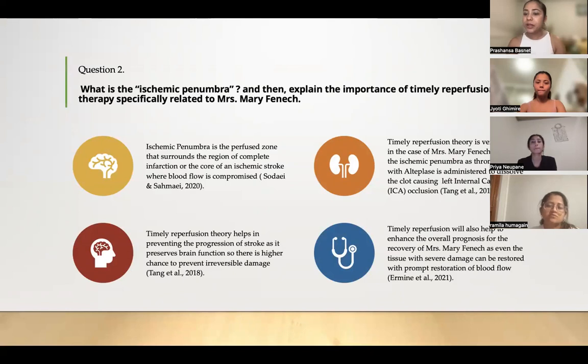So it is also very important as it enhances the overall prognosis for the recovery of Mrs. Mary Finich. Hence, timely reperfusion therapy such as thrombolysis with alteplase in Mrs. Mary's case is very crucial to preserve the at-risk tissue, minimize the impact of stroke, along with improving her chances of a more favorable outcome and Mrs. Mary Finich's smooth recovery.